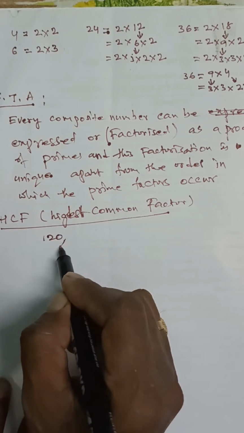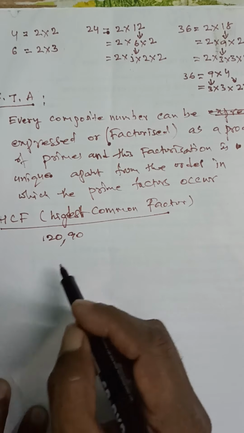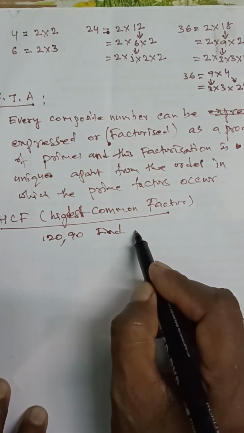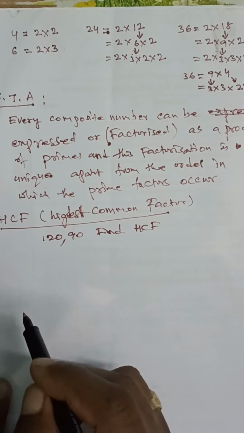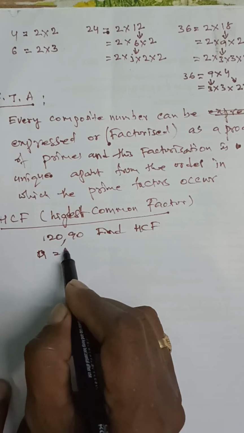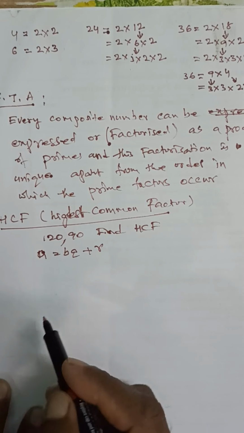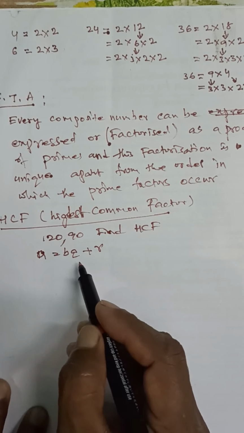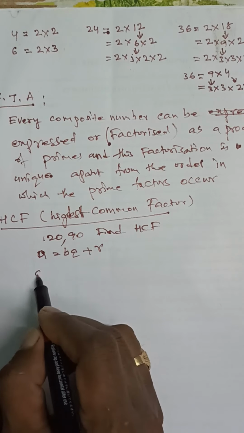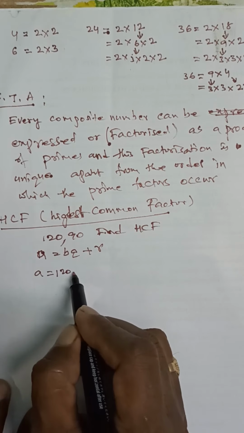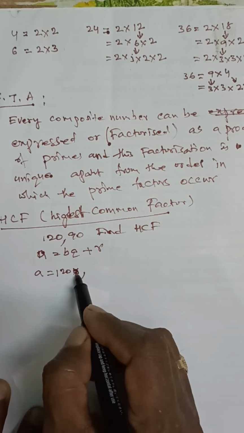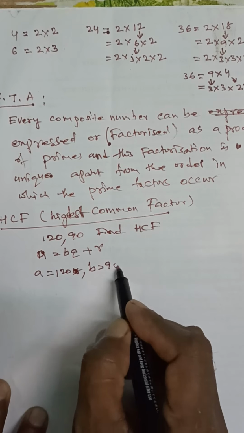120 and 90 are the two given numbers. How to find the HCF? By Euclid's division lemma, we can write A is equal to BQ plus R. A and B are integers, Q and R are whole numbers here. Suppose A is equal to 120 here, and B is equal to 90.